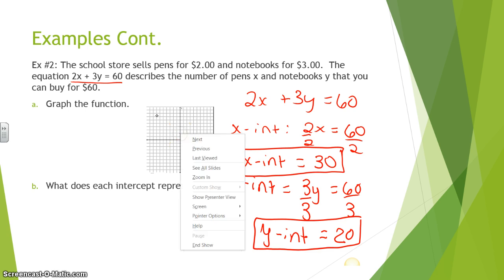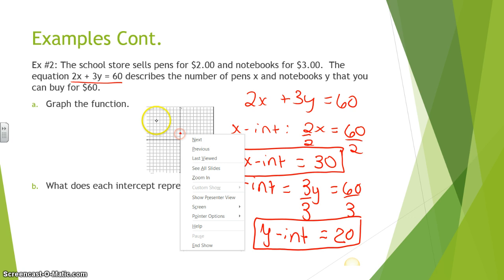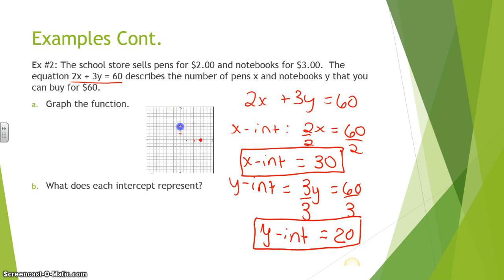10, 20. So here's 20, here's 30. And I would draw a line to connect those 2 points, and that line represents the function 2x plus 3y equals 60 by finding my x-intercepts and my y-intercepts.